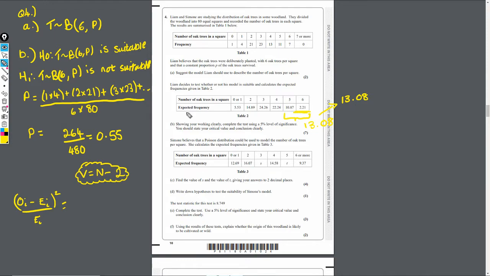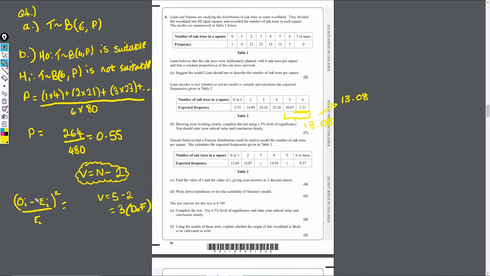In essence, we've now got 1, 2, 3, 4, 5 columns here. So we can actually work out the degrees of freedom straight away. That'll be v equals 5 minus 2. So we've got 3 degrees of freedom.